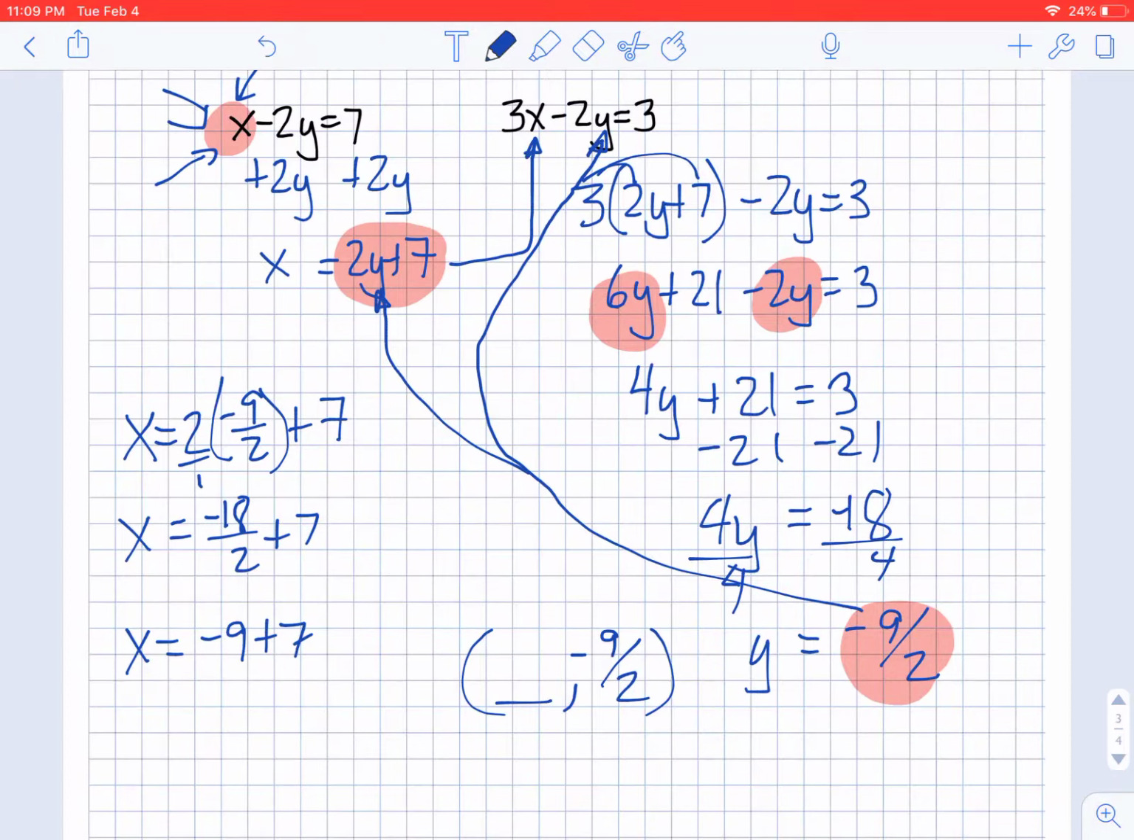And we get x to be negative 2. Looks like a z. Sorry about that. All right, there's our solution.